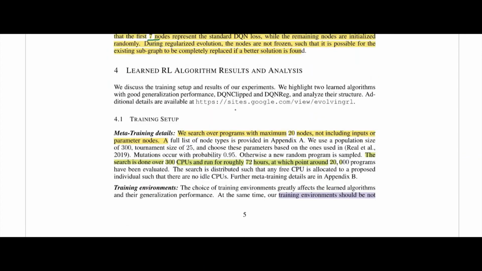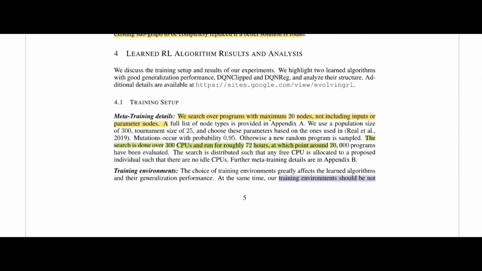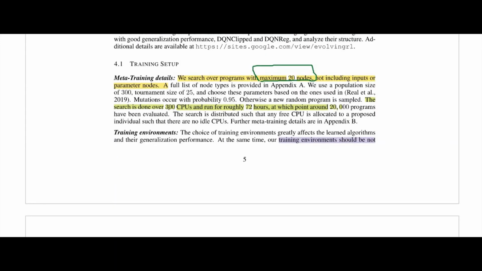Now let's look at the experiments. First of all, they only search over 20 nodes, so their computation graph consists of a maximum of 20 nodes. Even then, they required 72 hours across 300 CPUs to find everything, which is an insane amount of compute. Not really feasible for a student researcher like me, I guess.